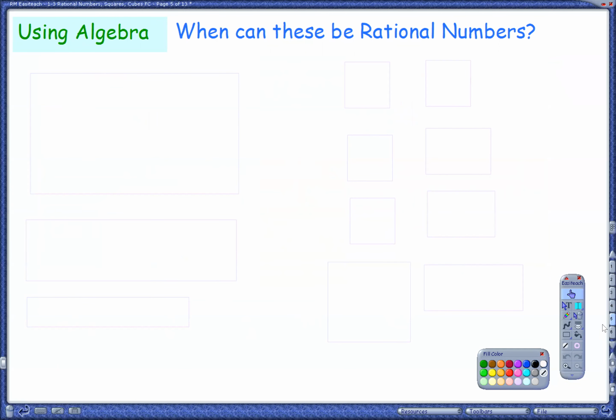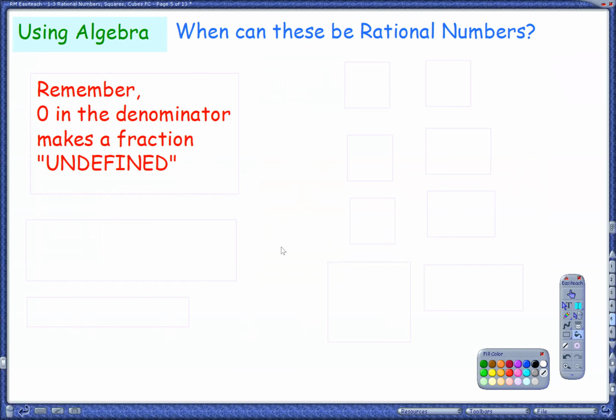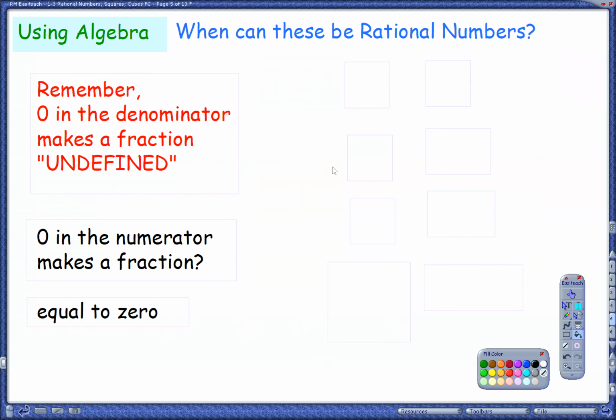So let's look at a little bit of algebra. When can these algebraic terms be rational numbers? Something to think about is, remember that when we have 0 in the denominator, the fraction becomes undefined. Do you know what happens if the 0 is in the numerator? I just told you a few seconds ago. It makes the fraction equal to 0. So I have a fraction 1 over x, and 1 over x can be a rational number as long as x is an integer which is not equal to 0.